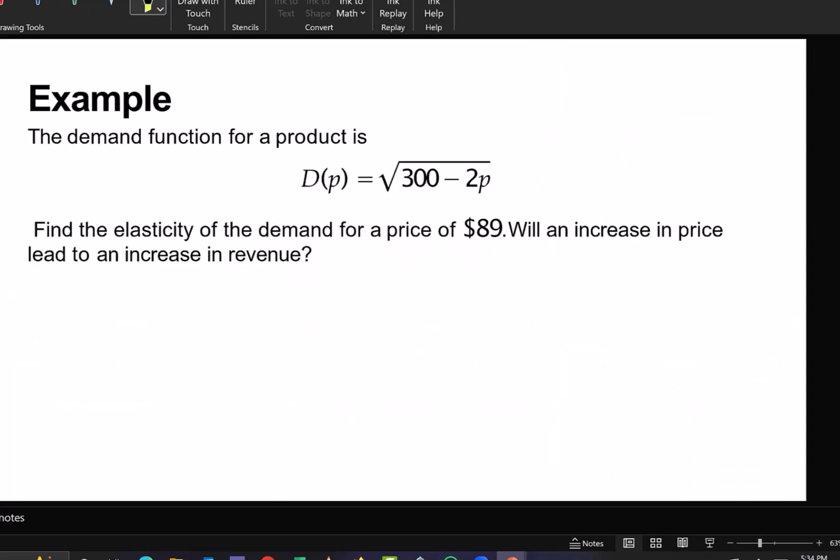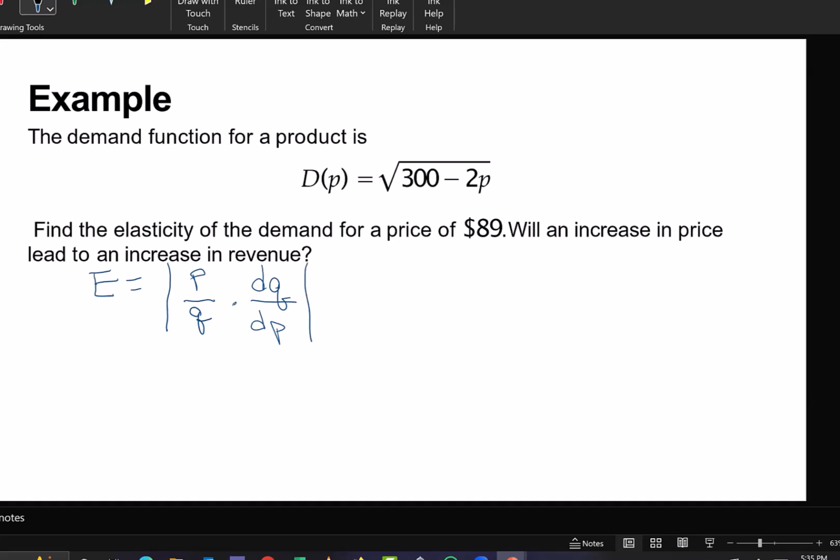One more example. The demand function for a product is D of P equals the square root of 300 minus 2P. And we want to find the elasticity of the demand for a price of $89. Let's just start with what we know. We know that the elasticity of demand is equal to the absolute value of P over Q times the derivative of Q with respect to P.